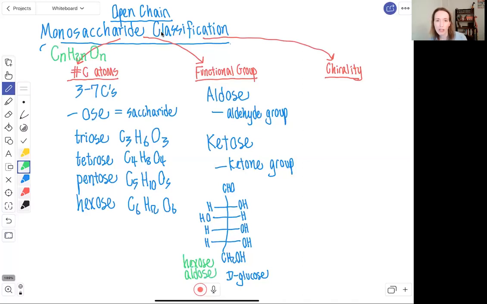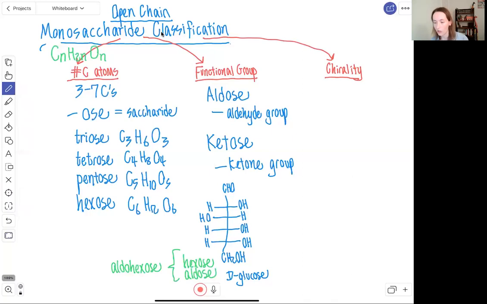And sometimes you will see these 2 terms merged to refer to the structure as an aldohexose. So the hex part is referring to the 6 carbons. OSE refers to the fact that it is a saccharide, a sugar molecule, and aldo refers to the aldehyde functional group. So let's do a different example.